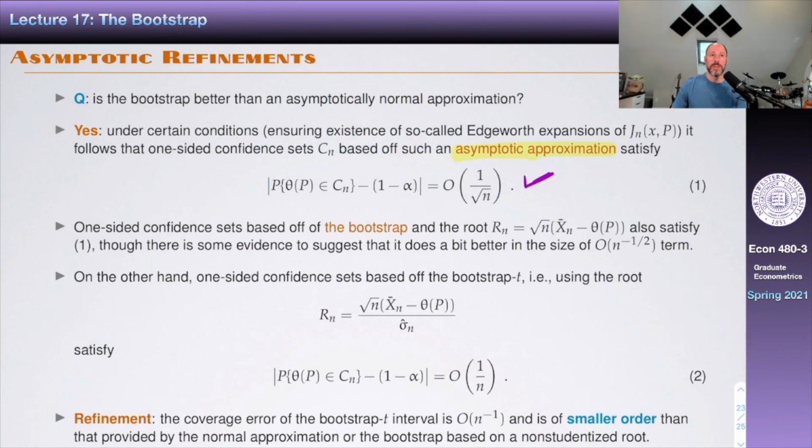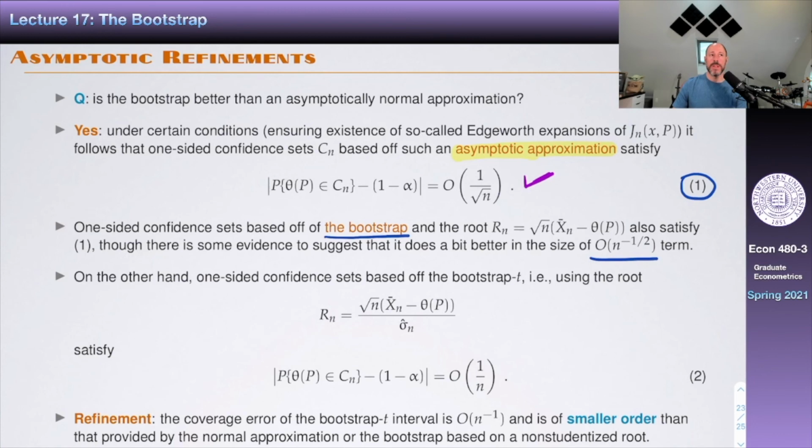So I said one-sided confidence sets based on the Bootstrap, okay? And this root that is non-studentized, the one that is just square root n times x bar minus theta p, the one that we actually showed in the theorem, also satisfies 1 over square root n. Although there's some evidence I wrote here that suggests that it does better. This evidence is based mostly on simulations and other things. Theoretically, it also has an error that is 1 over square root n.